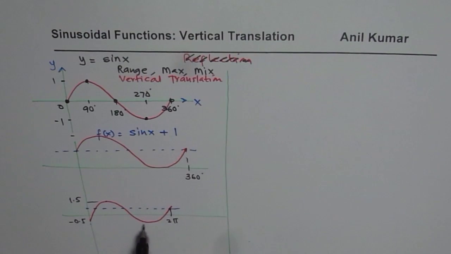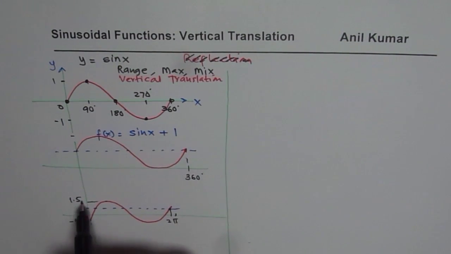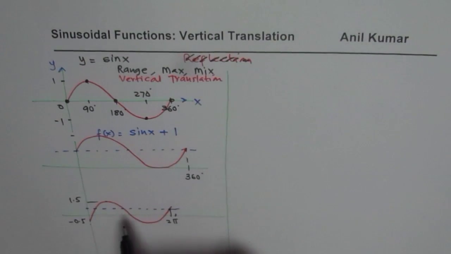Can you write down the equation of this sine function? Well, of course, since the time period is same, right? Maximum, minimum has changed, amplitude remains same. Do you see that? Amplitude remains same. That means there is only vertical translation.